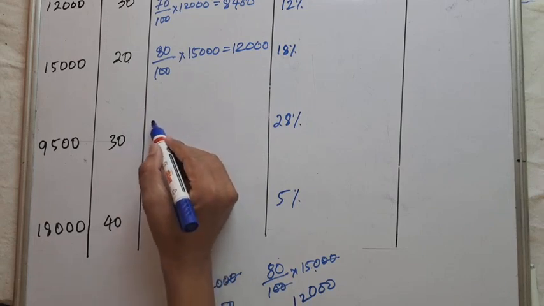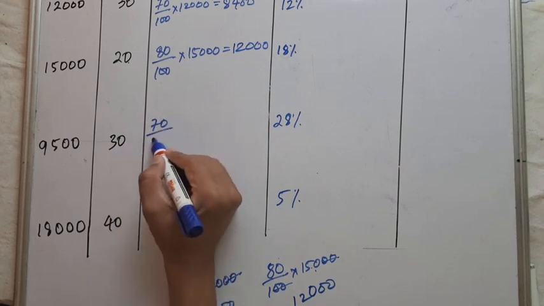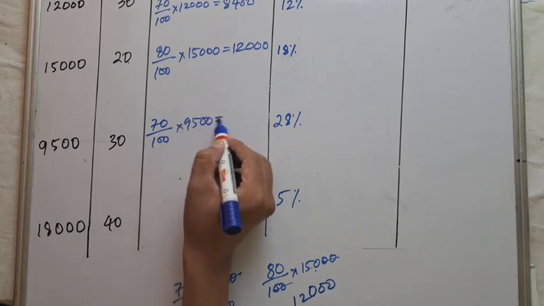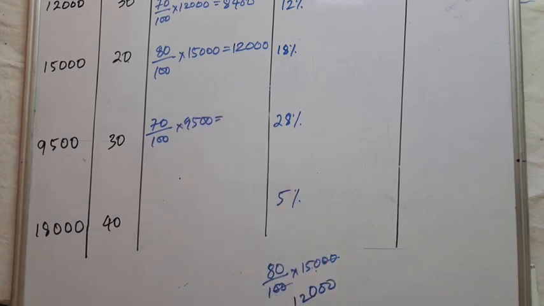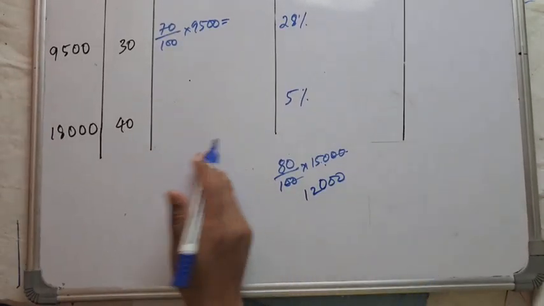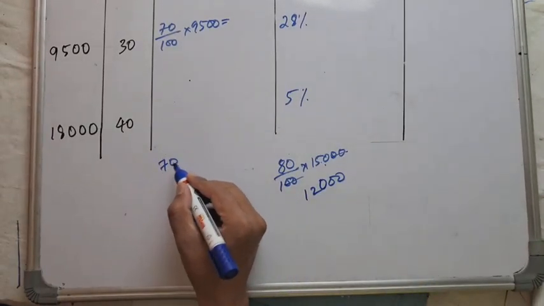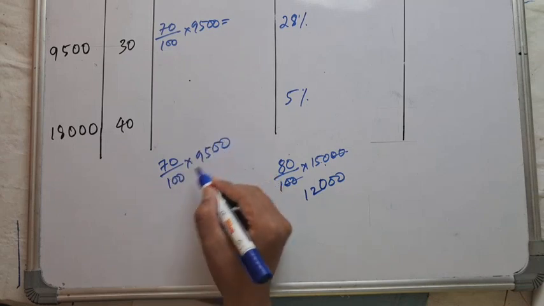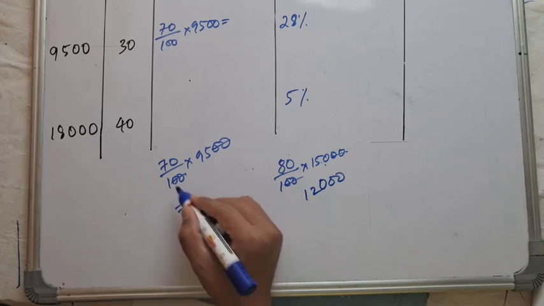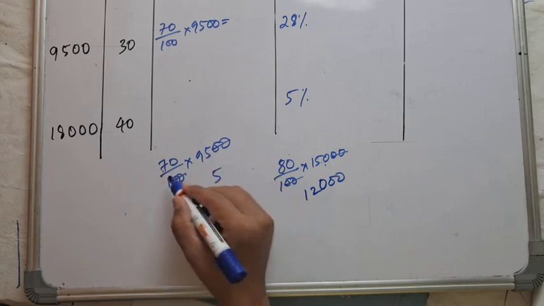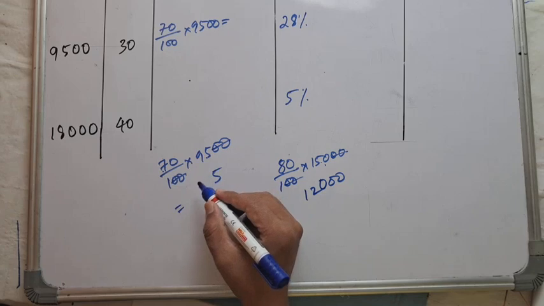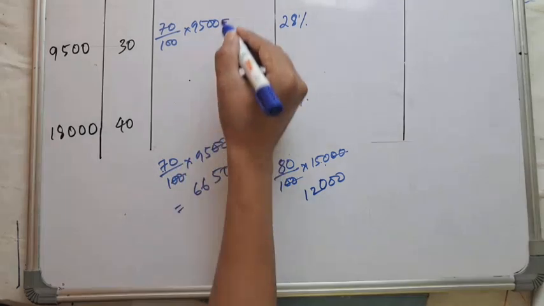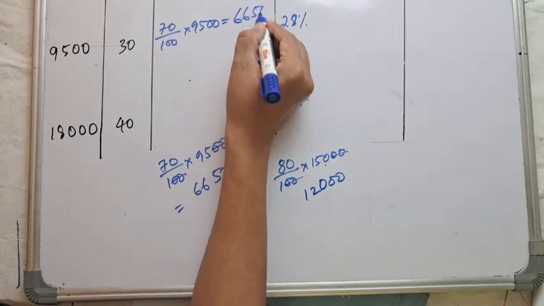So the discounted value will be 70% of 9500. 70% of 9500. Two zeros cancel out. 7 5s are 35, 7 9s are 63, 63 plus 3 is 66. This zero we write here, 6650. Okay.